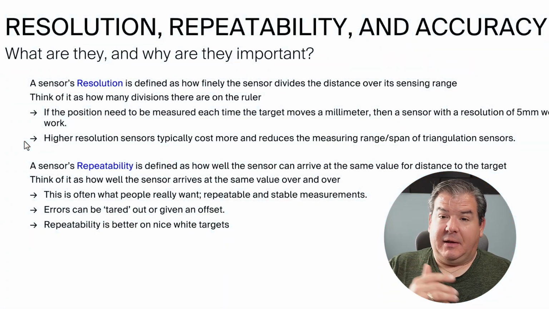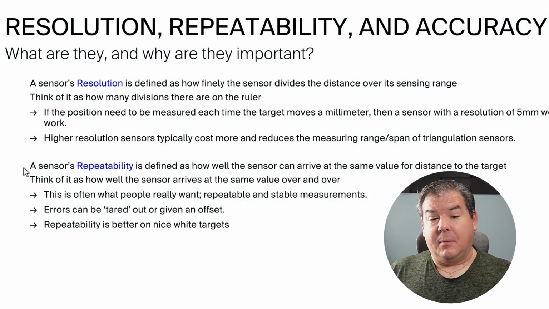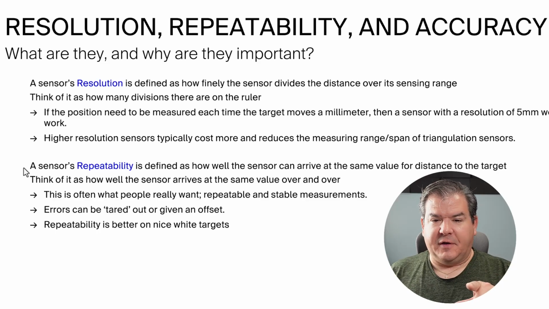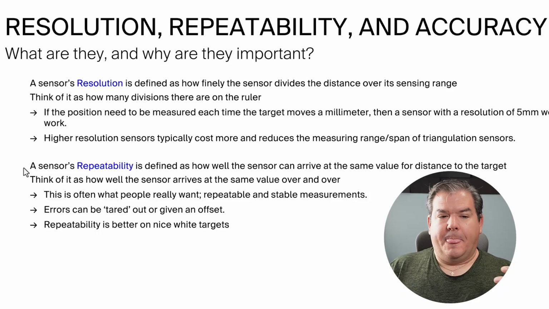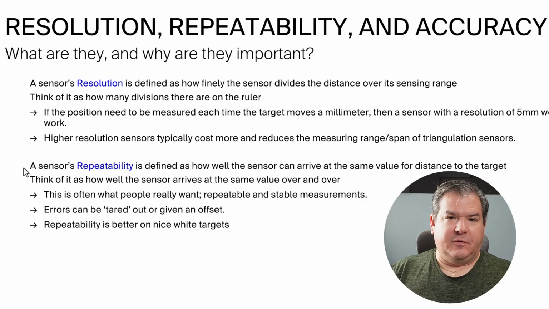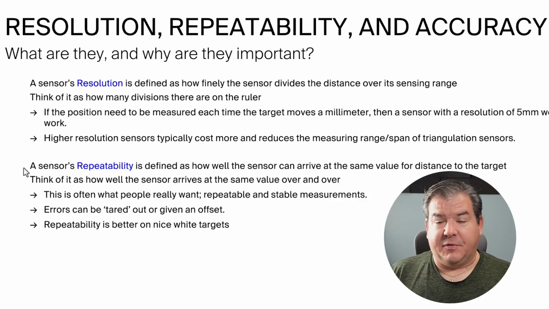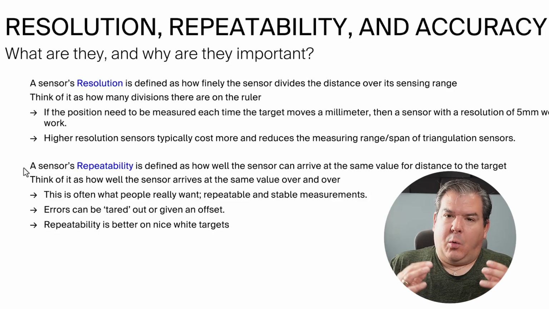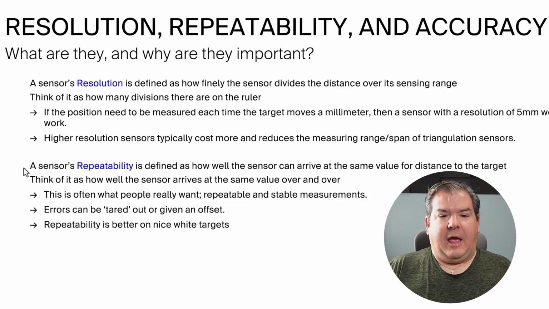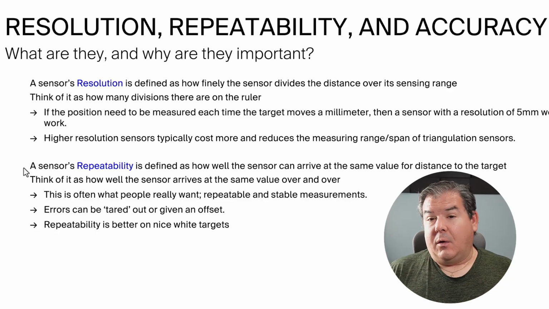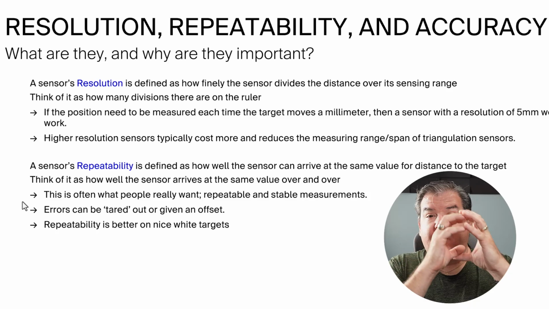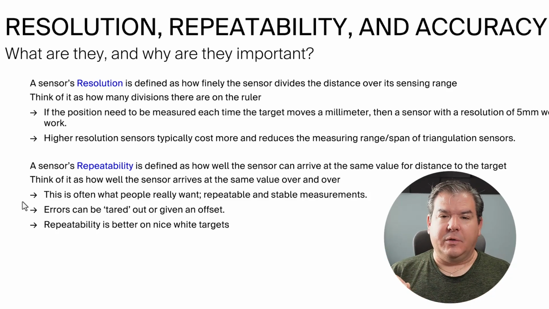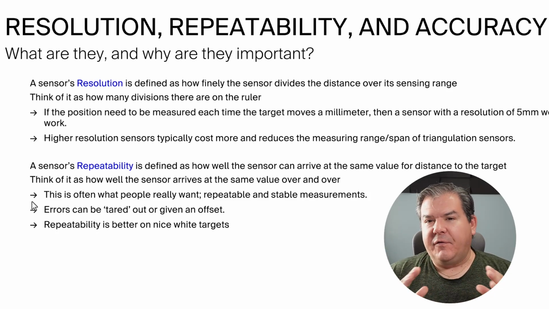Then let's take a look at repeatability. A sensor's repeatability is defined as how well the sensor can arrive at the same value over and over again. So if you measure it, write that down, do it again, measure it again, measure it again with the same ruler, or in this case, the same sensor. How repeatable is that? And we can often tare this out. We can give it an offset, and if it's repeatable, we can move where the accuracy or the actual number is. And this is really often what a lot of people want.